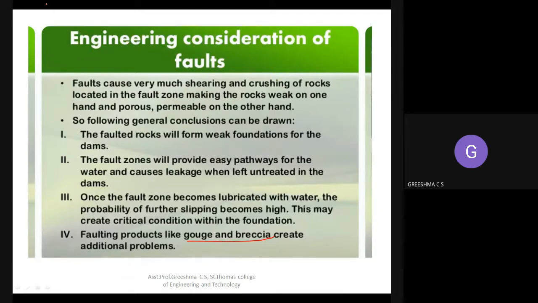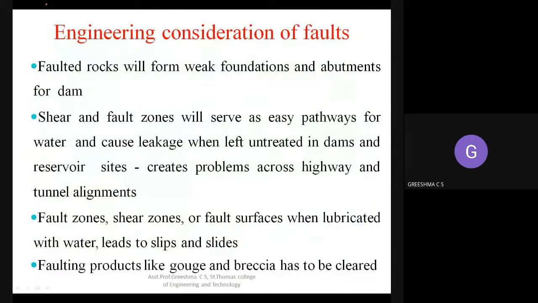So gouge and breccia are the two best examples, or you can say two best faulting products, which show how weak the rock is. So same thing here.